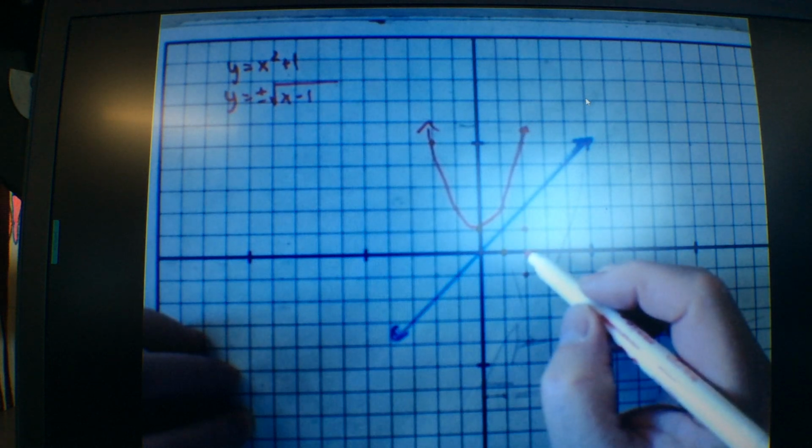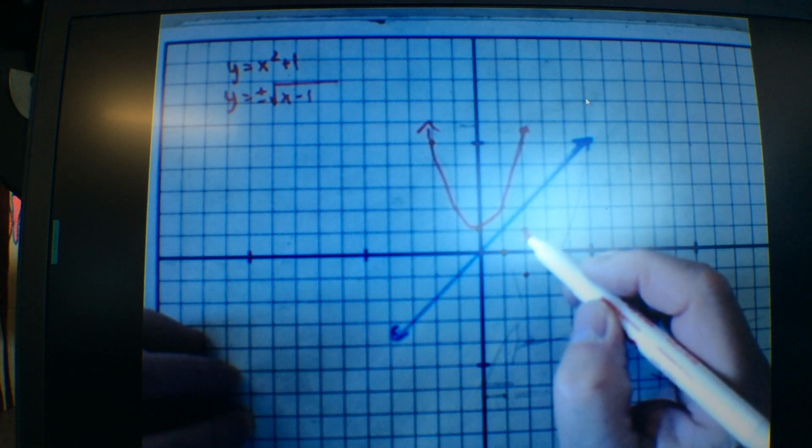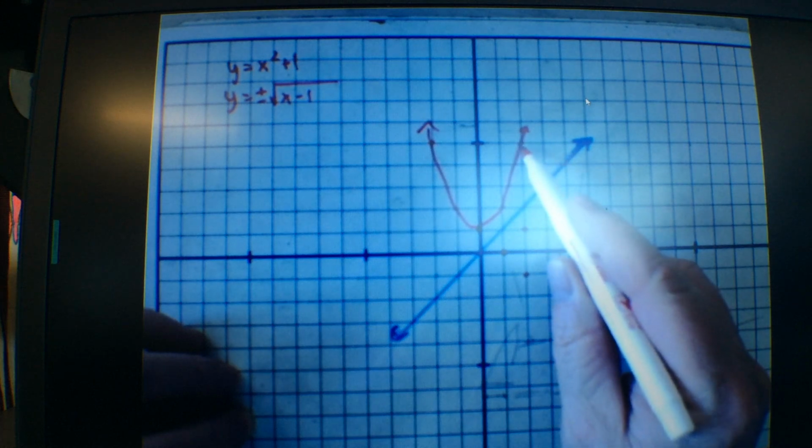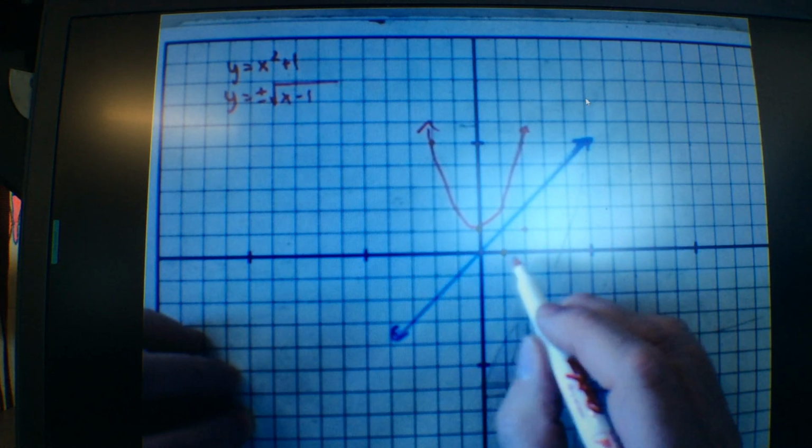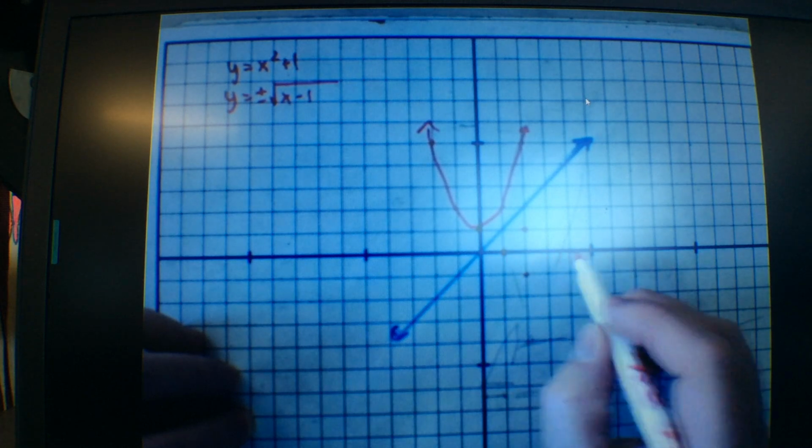This point is going to 2, what? 6? No, 5, right? 2, 5. So we're going to go 5, 2. 1, 2, 3, 4, 5.